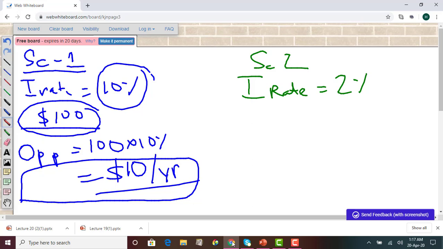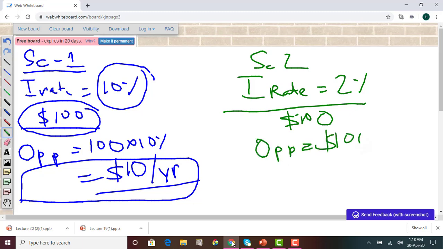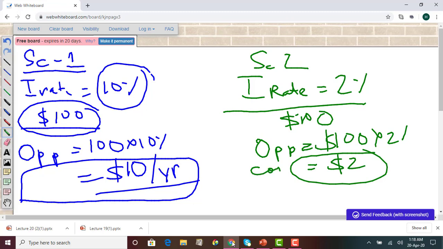On the other hand, if you look at the scenario where the interest rate is 2% and you still have $100, now in this case, again, if you decide that you don't want to keep your money in the account, then the opportunity cost will be 100 times 2%, which is actually $2. So that's your opportunity cost.